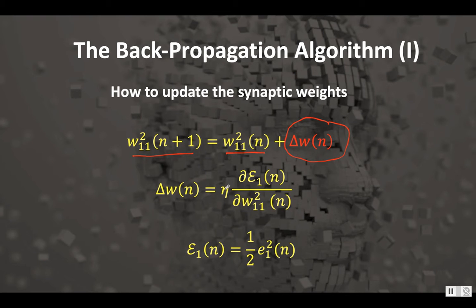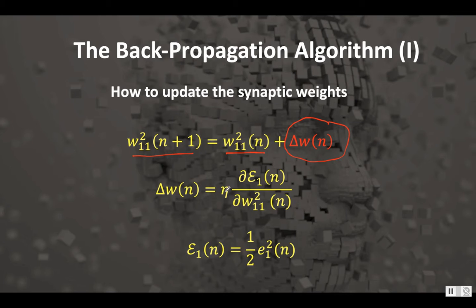And in the previous video, we showed a minus eta here, but that's a typo. We should use eta multiplied with the derivative of the cost function epsilon with respect to W211. So here it's a positive sign, not the negative sign. I make a correction. Sorry for that.